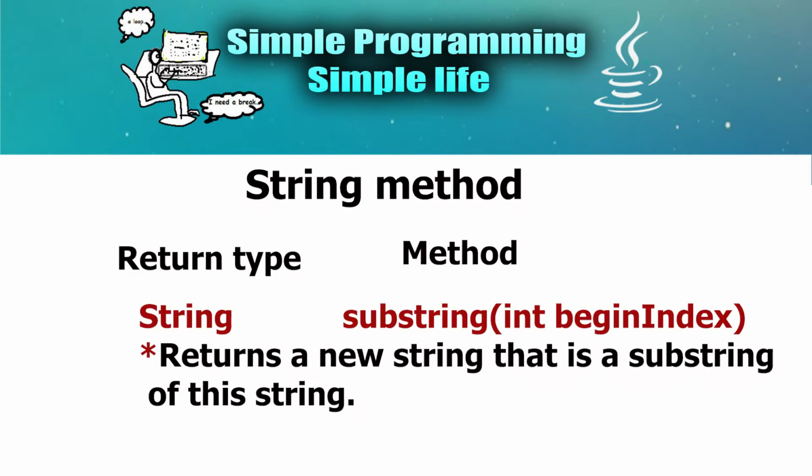The first one is the substring method, and it returns a partial of a string. In the brackets, it tells that this method takes an integer as a parameter, and the integer is the beginning index position of the string that you want to extract out from the string. Okay, let's look at how it works in coding.